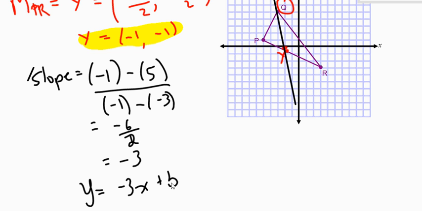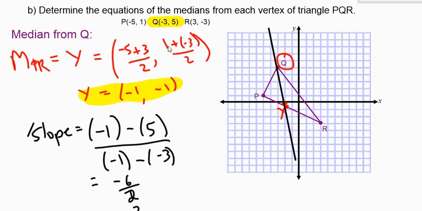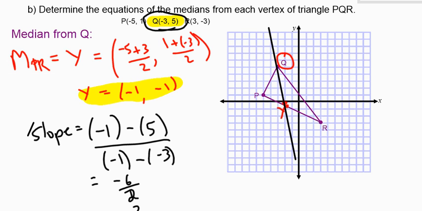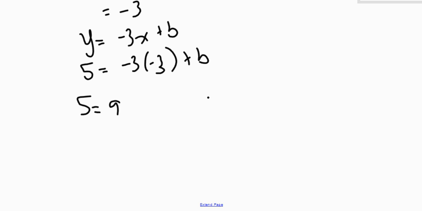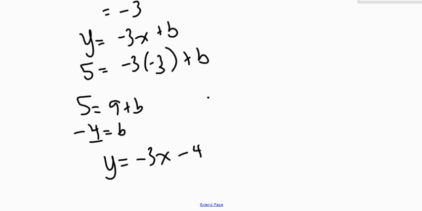And now I need to find this b value. To do that, we take either of the points that we know. I'll take Q and sub it in for x and y. So Q is negative 3, 5. So subbing it in, I've got 5 equals 9 plus b. So b is negative 4. So the equation of this median line has a slope of negative 3 and a y-intercept of negative 4. So there's the median from point Q.